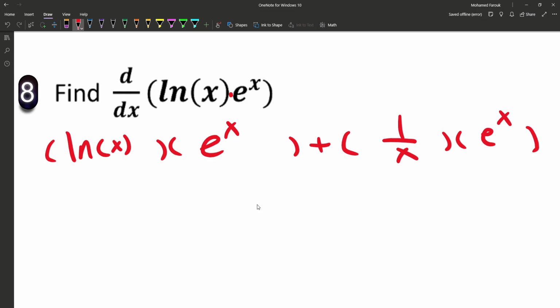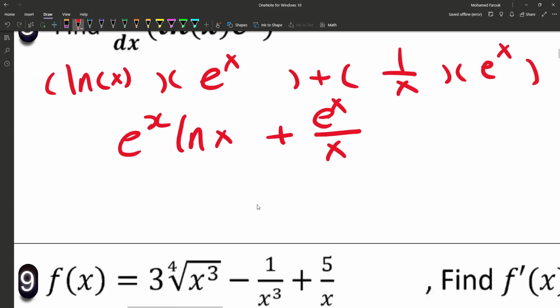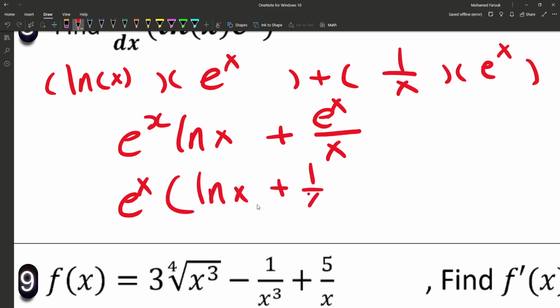So after simplifying, it will be e power x ln x plus 1 times e power x over x, which is e power x over x. And you can take e power x as a common factor if you need to do so, and it will be e power x times ln x plus 1 over x. You can write it in either of these ways.